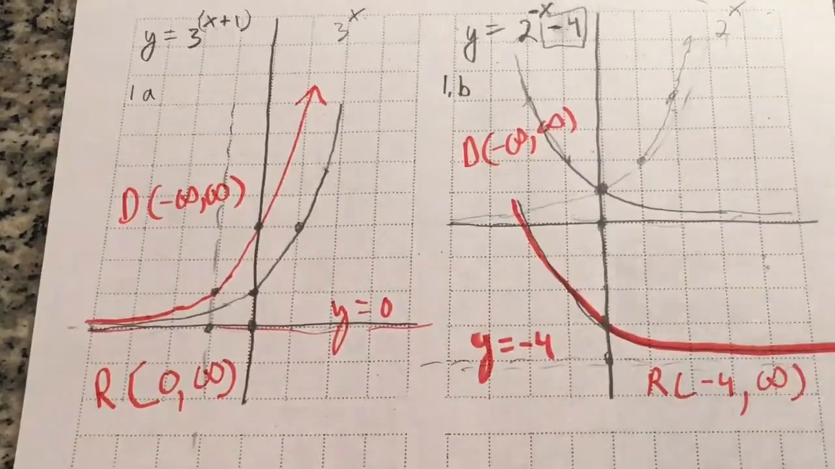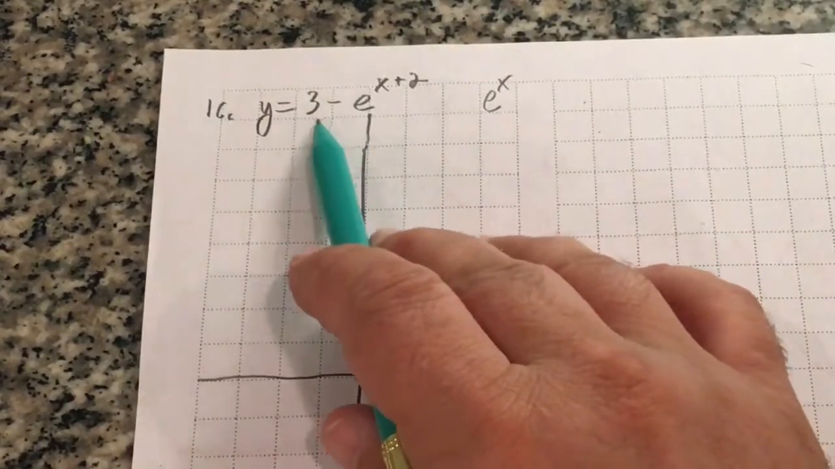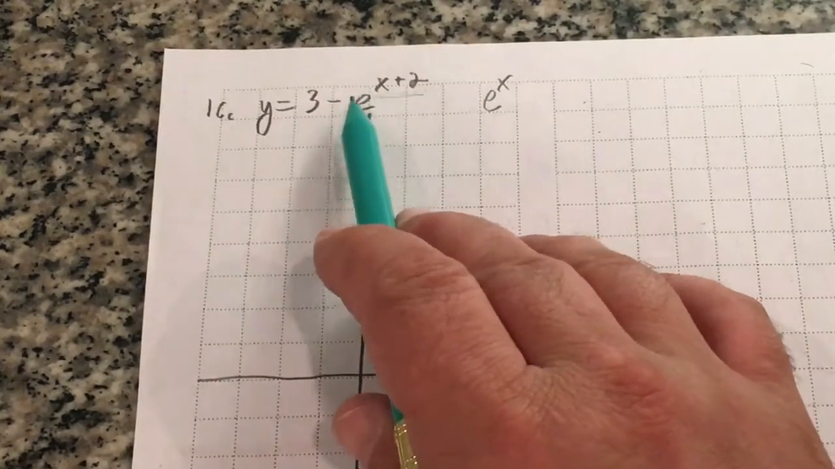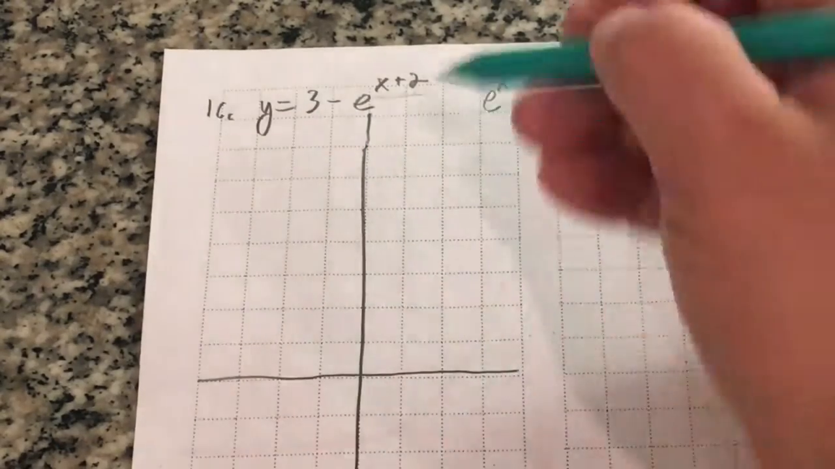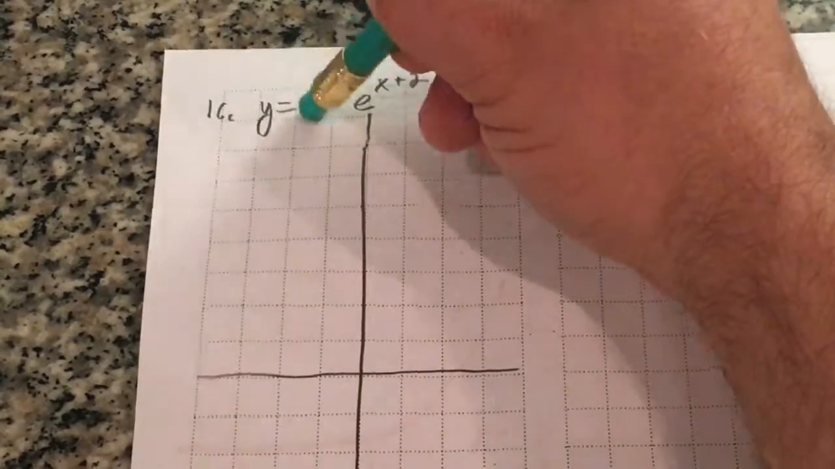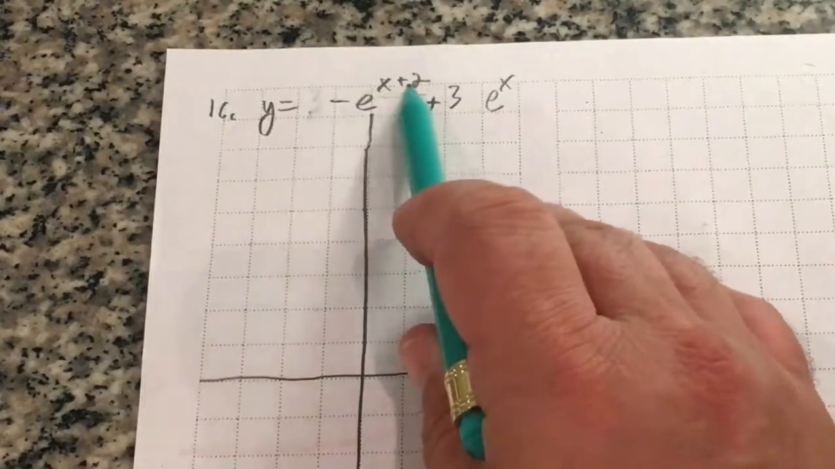So for this one we have e to the x, but written kind of differently. 3 minus e to the x plus 2. This is going to be a horizontal shift to the left 2. This is going to be a flip over the x-axis. And then this is going to be a vertical shift plus 3. Actually, we usually put that plus 3 in the back end instead of up front there. I know the problem writes it like that, but it would be more convenient for the student to look at the problem as negative e to the x plus 2, plus 3.